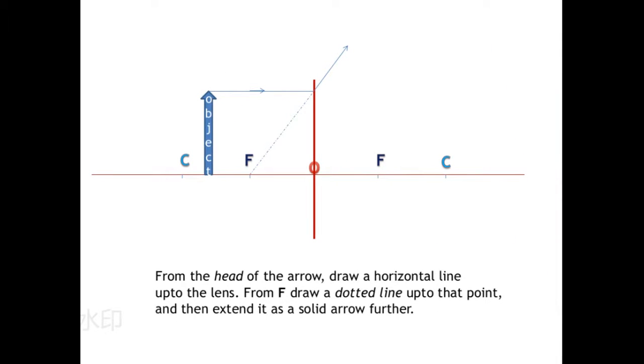The first steps would be the same. Draw a straight line. Mark 5 points at equal distance. The middle point would be O and F and C on either side. Now, from the head of the arrow, draw a horizontal line up to the lens. From F on the left of the lens, draw a dotted line up to that point and then extend it as a solid arrow further. The dotted line represents the light ray produced backwards.